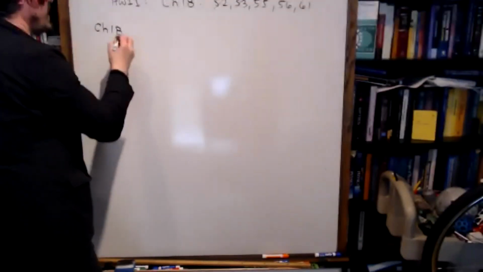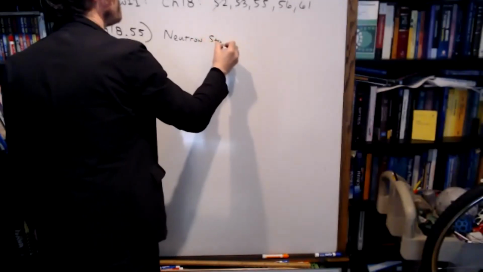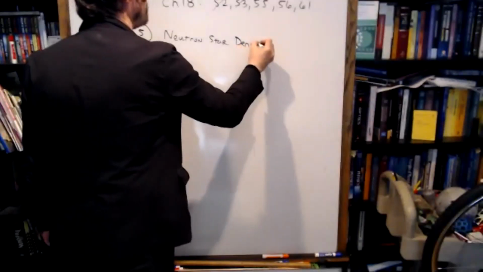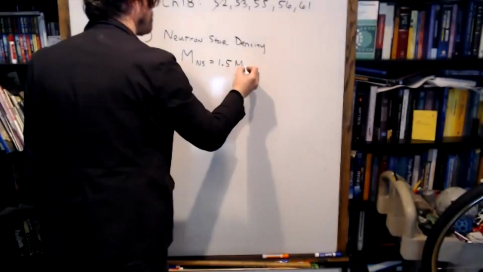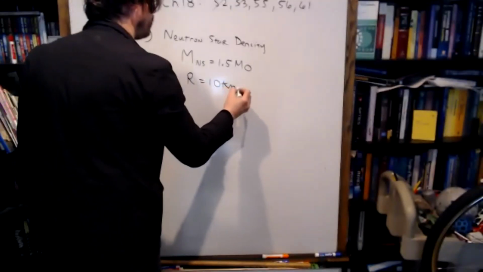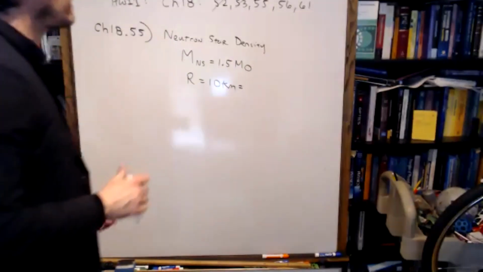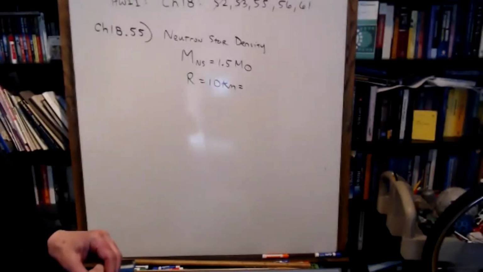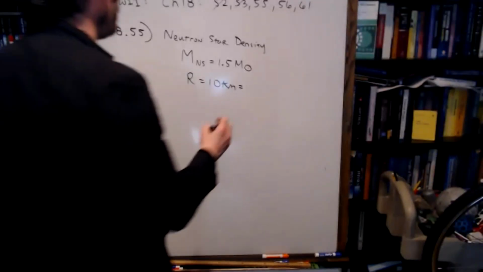All right, 55. Neutron star density. A typical neutron star has a mass of about 1.5 solar masses and a radius of 10 kilometers. So part A, it wants us to calculate the average density of a neutron star in kilograms per cubic centimeter. Let's convert to kilograms and cubic centimeters right away.